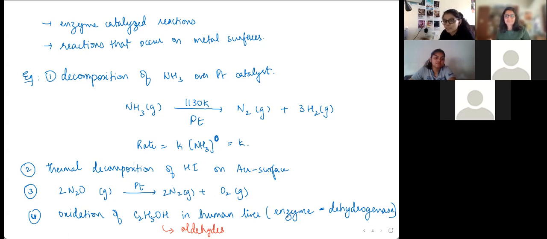Whoa, that is interesting. And it's interesting the enzyme is dehydrogenase because you're literally removing this hydrogen and then making it a double bond O.